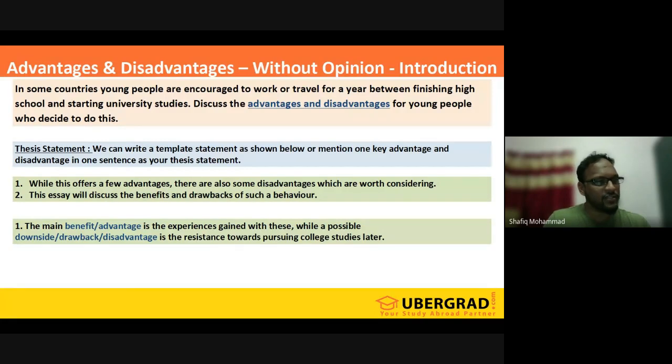In few countries, the young students get encouraged to work or travel for a year between finishing high school and starting university studies. So why two rows? So this should be corrected in this essay. I should be capital, guys. I should always be capital. Wherever you write I, it should be capital. Okay. So Shreya, I should be capital. I would like to discuss the benefits and drawbacks of such behavior. Okay, fine.